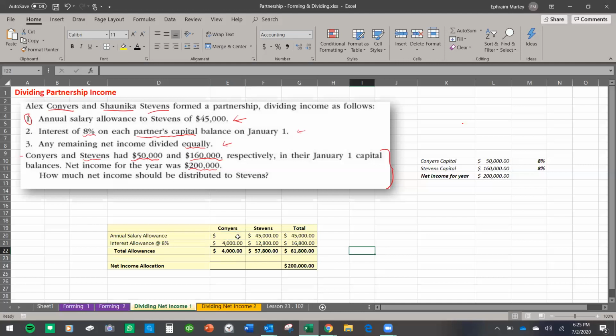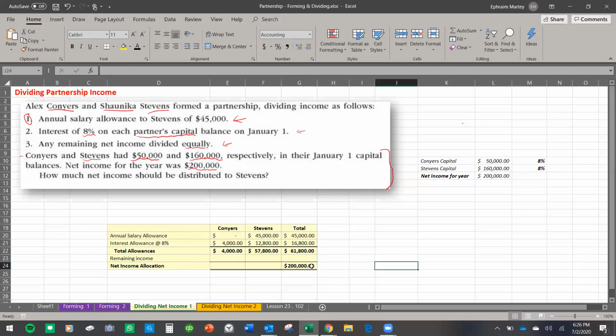Okay. So far, Konya's allowance is 4,000, Stevens' allowance is 57,800, and the total allowance is 61,800. That's how much they have received in total. Now we want to find the remaining, how much is left.